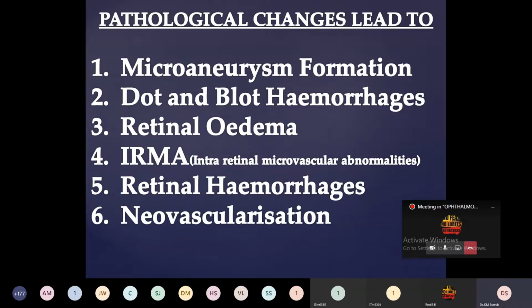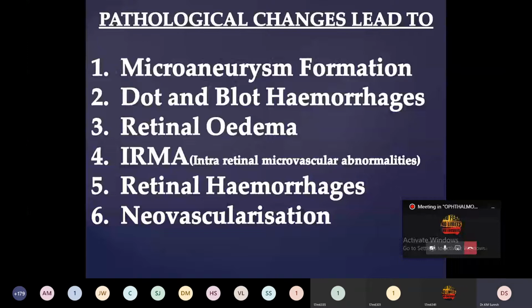Next stage, these pathological changes are capable of causing intraretinal microvascular abnormalities, again in the form of dot and blot hemorrhages. Next, you have wider hemorrhages in the form of retinal hemorrhage, and next stage will be neovascularization. New vessel formation due to hypoxia. Hypoxia causes VEGF release and hence there will be new vessel formation.